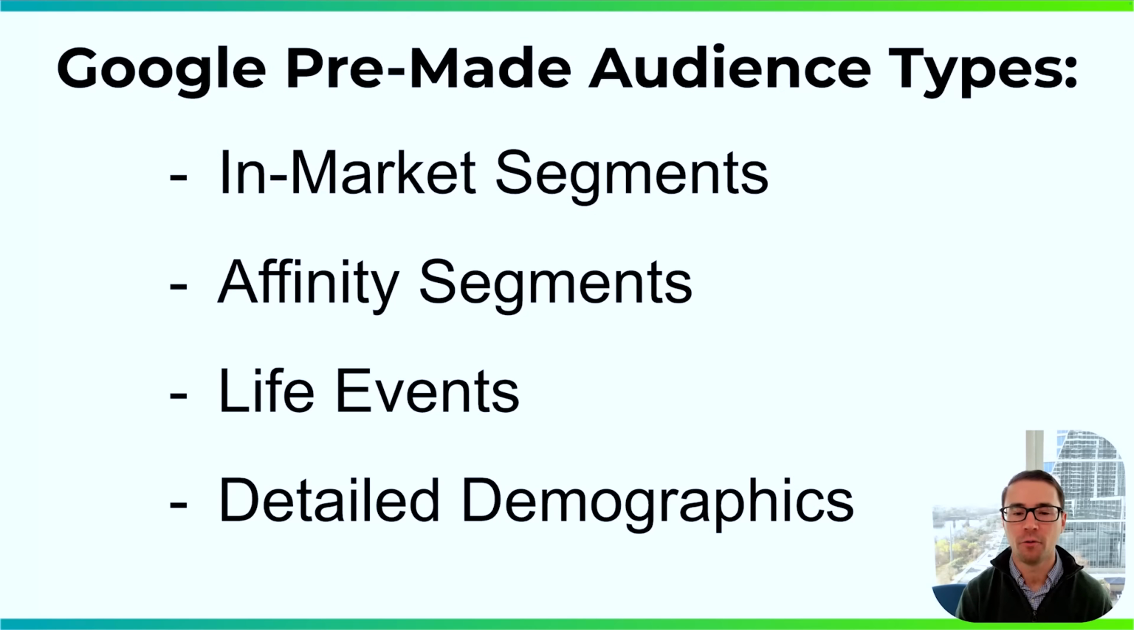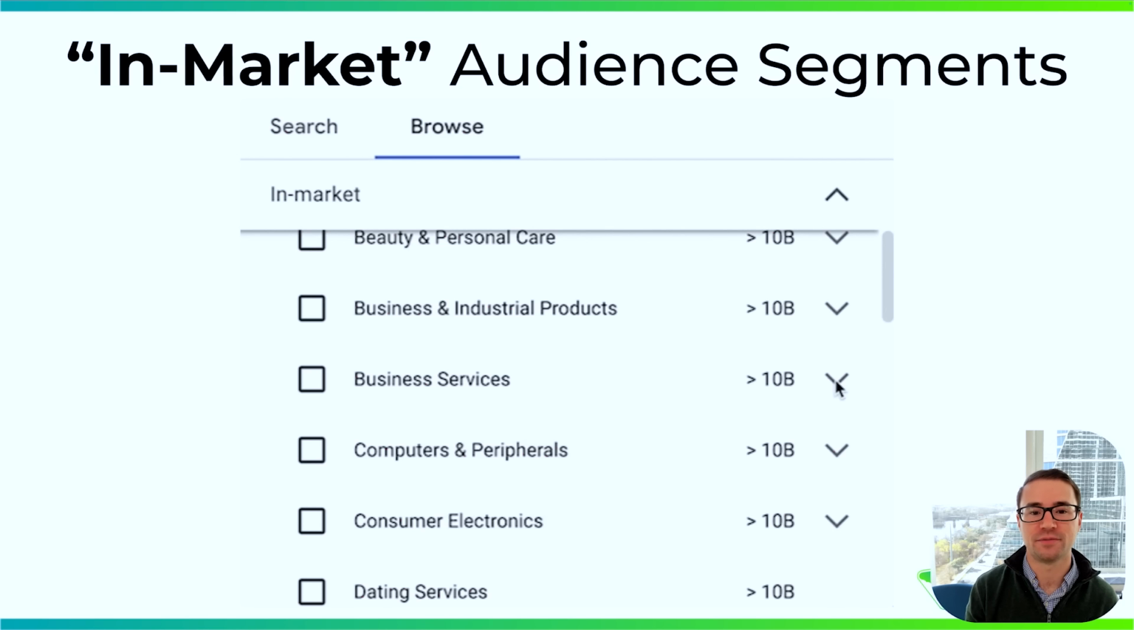So let's break down what we see here inside of these pre-made audiences. There are 4 types of pre-made audiences that YouTube and Google have. There's in-market audience segments. These are people who are in the market for what it is that you're doing, for your products, your services, your coaching, consulting. There's affinity segments. This is what people are interested in, so a little bit different than in the market. This is more that they're interested in a specific topic. Life events are things that are happening in that person's life. And then detailed demographics gets a little bit more granular about that person and details about that.